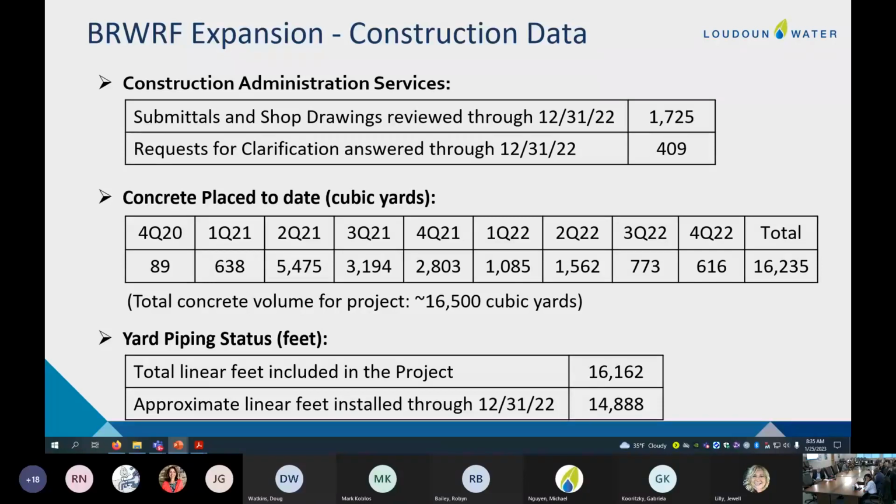And then the yard piping information that I promised earlier. So during the fourth quarter, we installed about 300 feet of yard piping. Again, most of the large diameter yard piping, 24-inch, 30-inch, 36-inch, 48-inch, is installed on the project. And so through the end of the project, it's really just smaller diameter yard piping that has yet to be installed, and that will trickle in as we go through the final year plus of the project.